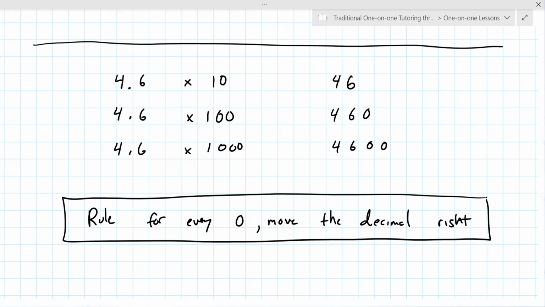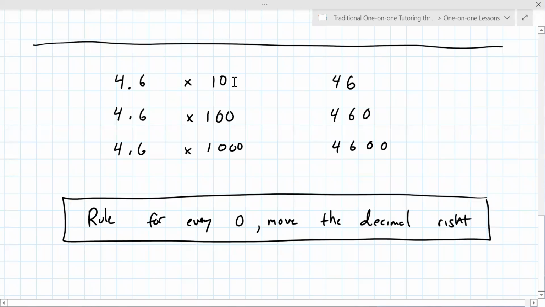All right, now let's look at this first one, 4.6 times 10. How many zeros are there in the 10? 1. So you take that 4.6 and you move the decimal to the right one. And that's why it becomes 46. 4.6 times 100, there are 2 zeros, so you move the decimal to the right 2 times. And notice you put a 0 in wherever there's one that's missing.